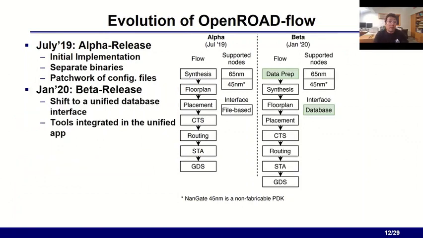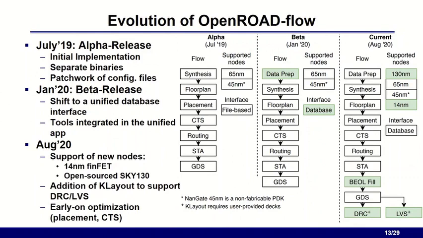Our tool performs the RTL to GDS chip implementation flow, starting with logic synthesis and ending with the GDSII tape-out database. Early this year, during the integration exercise, we released the first version of our tool using a modern integrated architecture. The largest improvement to OpenROAD-flow was the shift from a file-based interface to a unified database interface. Once the tools were integrated into the unified app, all interfaces were also unified into a single binary with a TCL interface for the users.